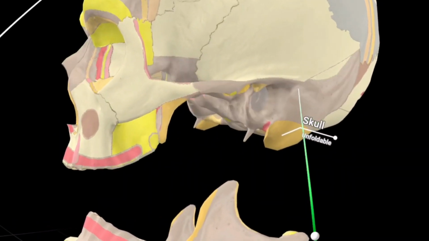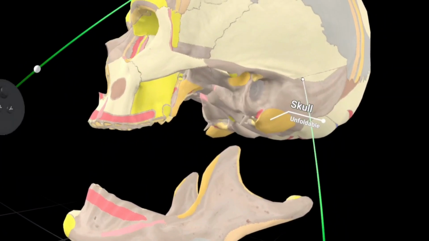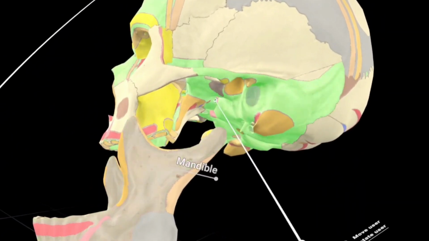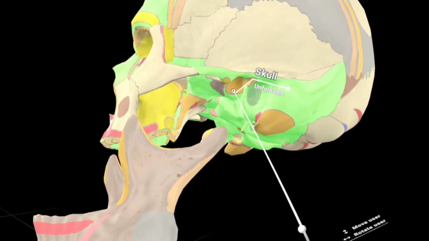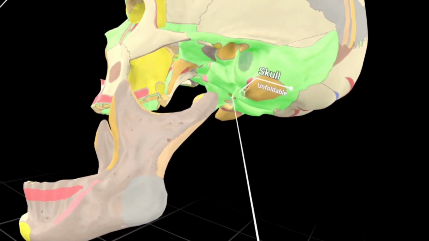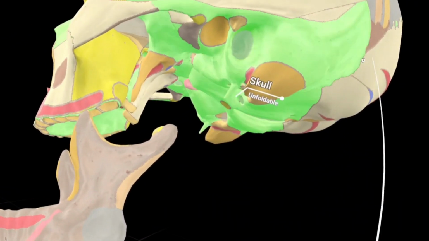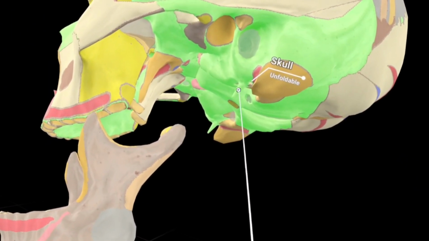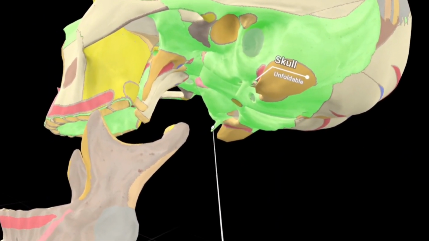Next, we're going to look at the mandibular fossa. Mandibular fossa. It's where the mandibular condyle meets up with the skull, the mandibular fossa. Right there, what's being pointed at is the styloid process. The styloid process. There's one on either side of the skull.